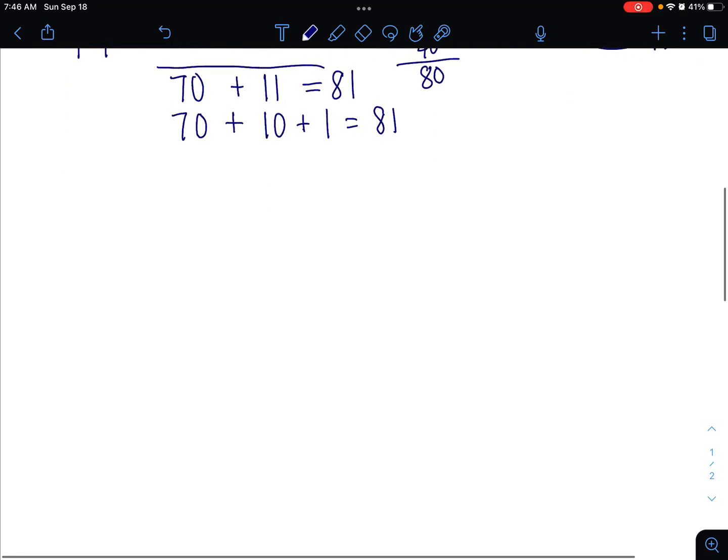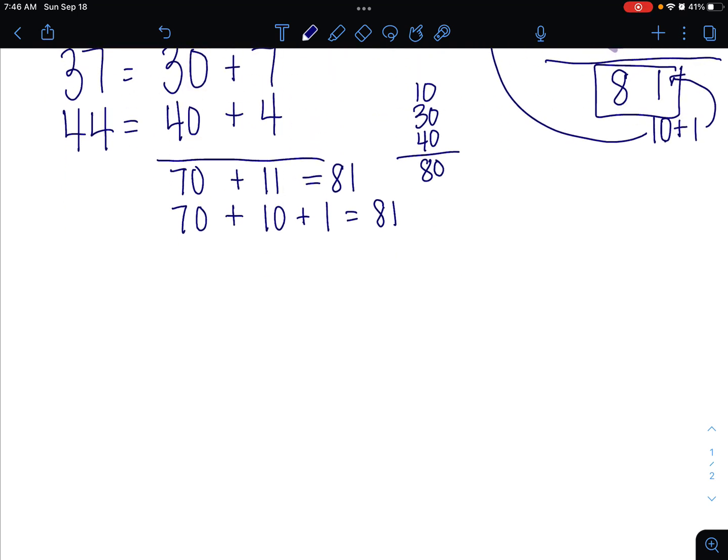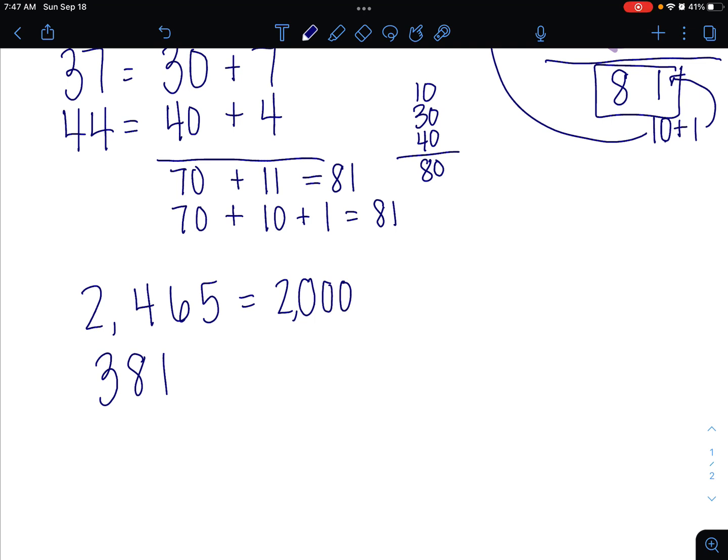We could do the same thing, thinking about maybe a 4-digit number added to a 3-digit number. Let's do that. So let's say I have the number 2,465, and I want to add that to 381. I can start by taking those numbers and saying 2,000 plus 400 plus 60 plus 5. Now I've broken it down into its place value.